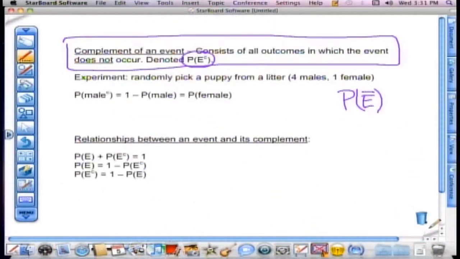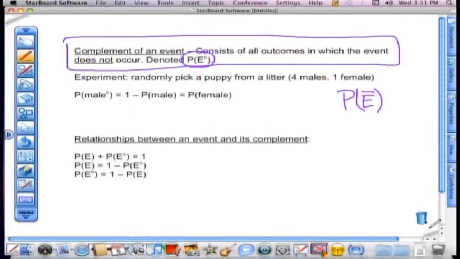Okay, so here we are talking about the complement again. We talked a little bit about that already. Let's say I'm going to pick a puppy from a litter. I'm not going to flip the little critter over to see if it's male or female. There are 4 males in the litter and 1 female. Just cute little squirmy puppies.